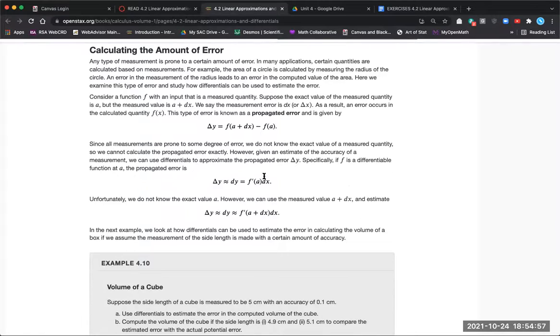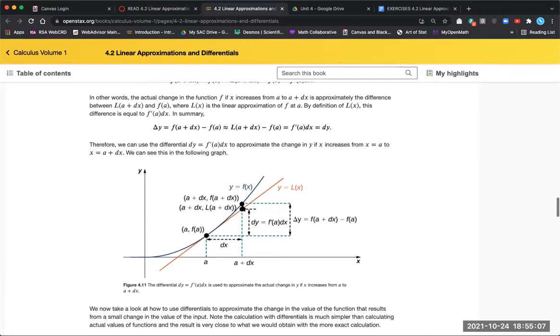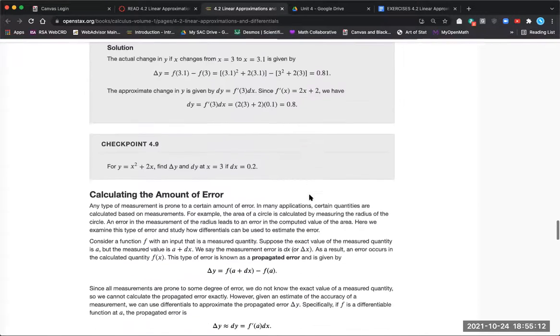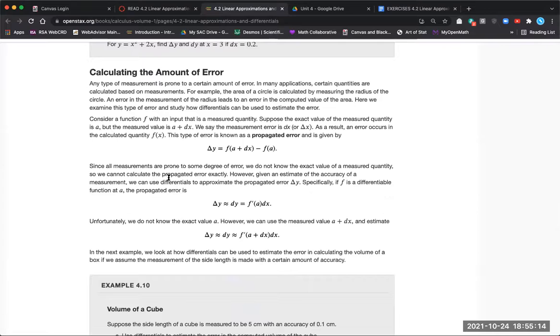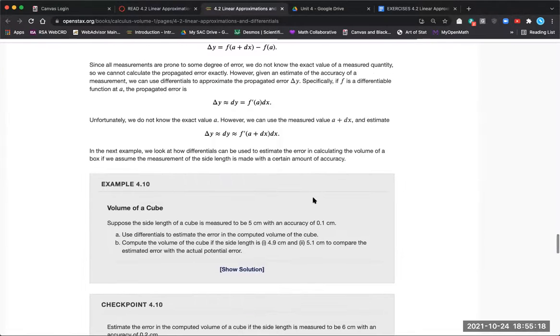Because when we do approximate, the delta y and the dy, we're saying are approximately the same. But there is a distance between them. I go back to this. There's a little distance here that would be our error, and that's what you're calculating when it's talking about calculating the error. And again, the functions may look a little scary or not, but it's the idea of what you're calculating.